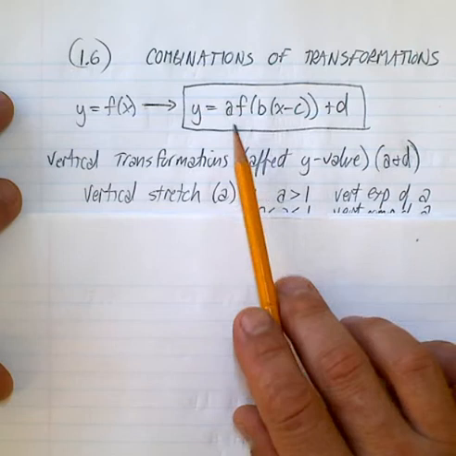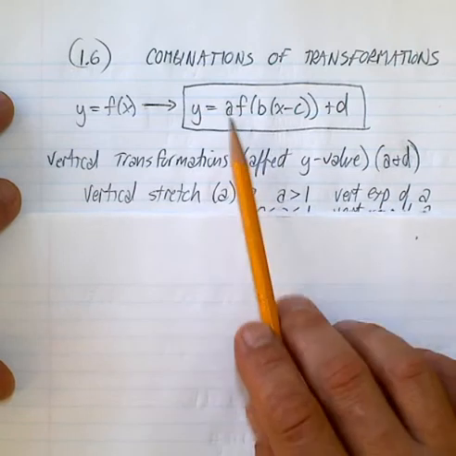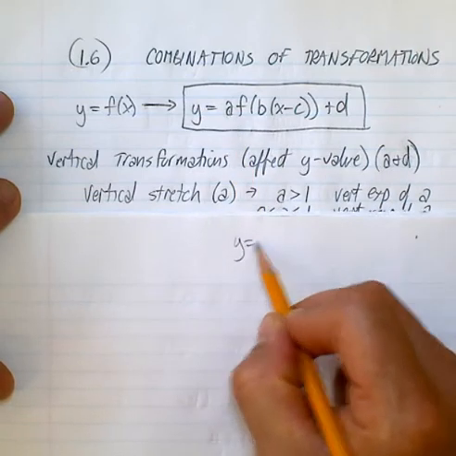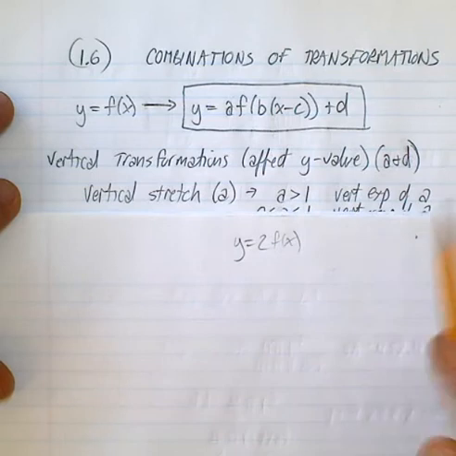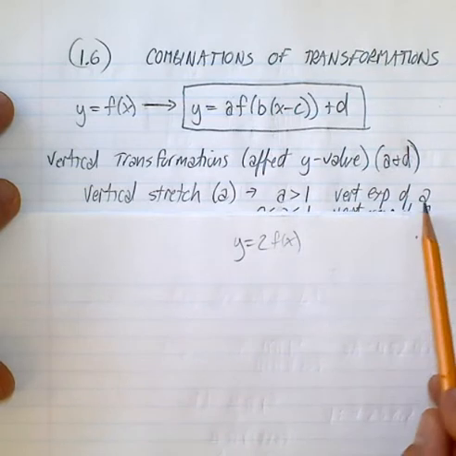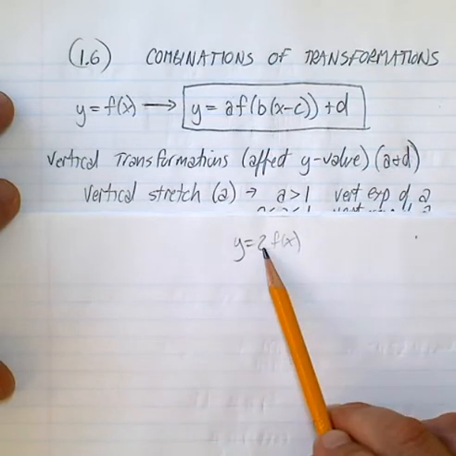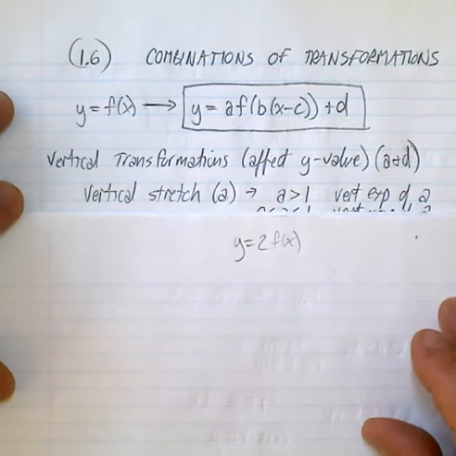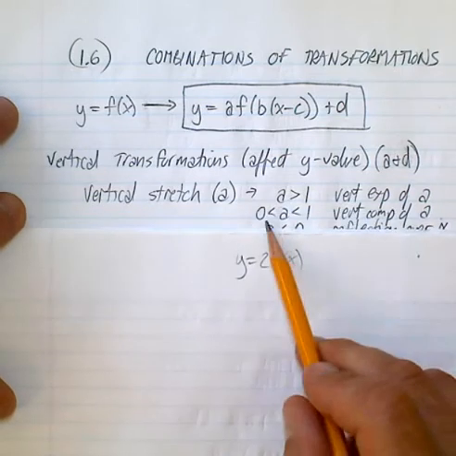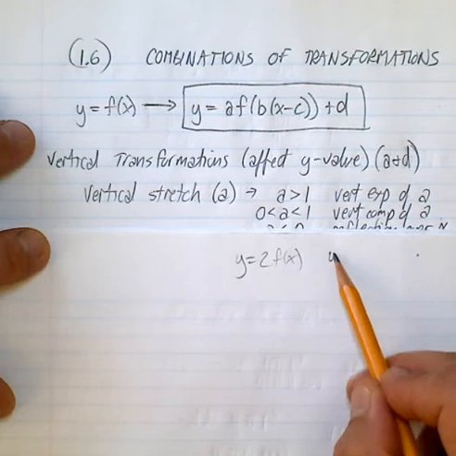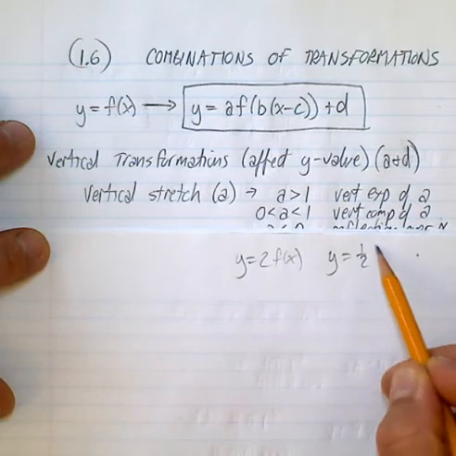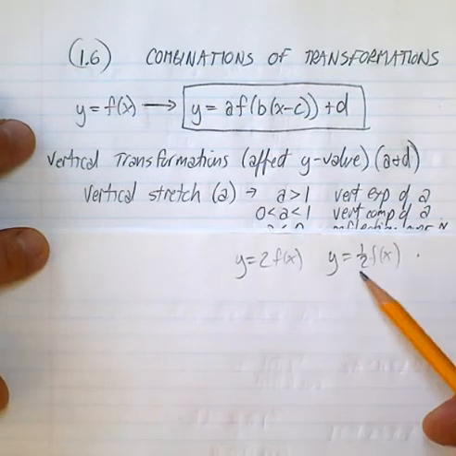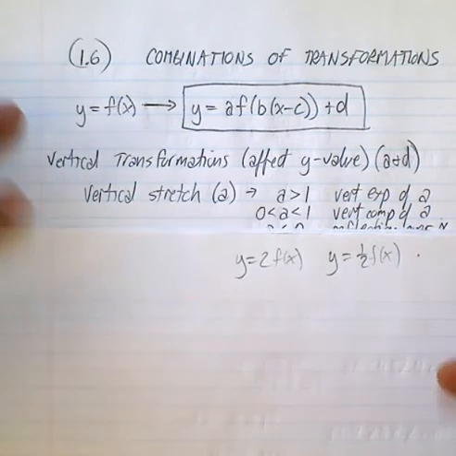So if your a value is greater than 1, it could be 2, for example 2f of x. That means it's been vertically expanded by a factor of a, or twice as big. So all your y values double. If it's between 0 and 1, for example 1/2 f of x, that means your y values get halved. It's a compression, so your y values are half of what they were when you look at an xy axis.